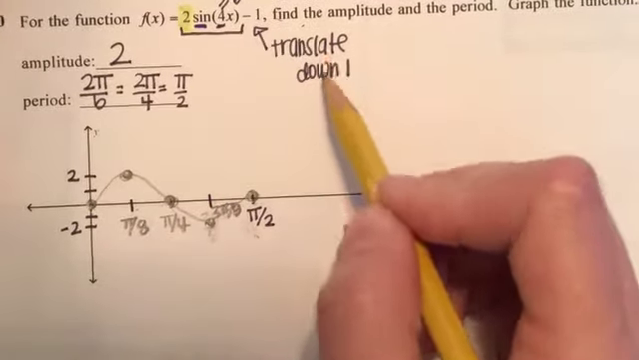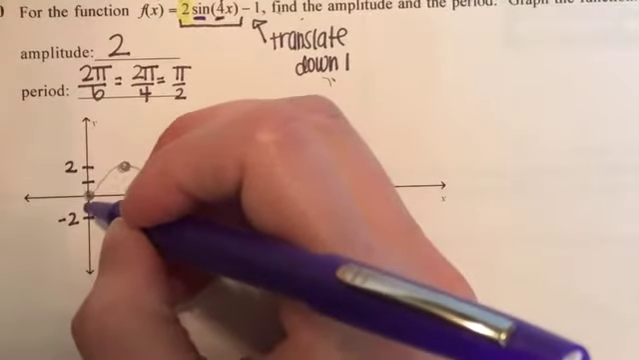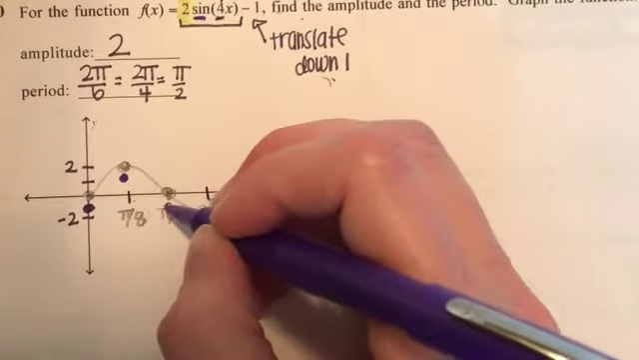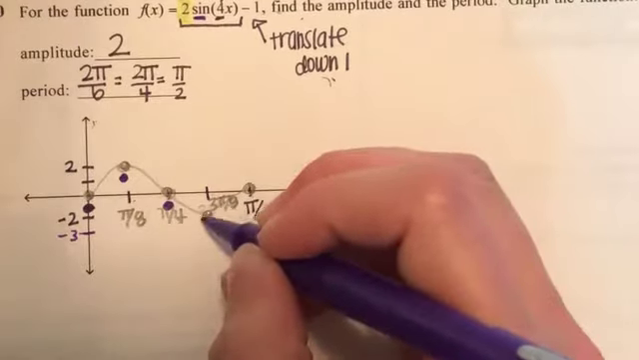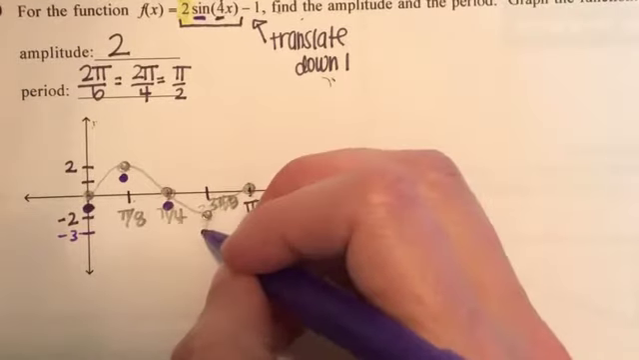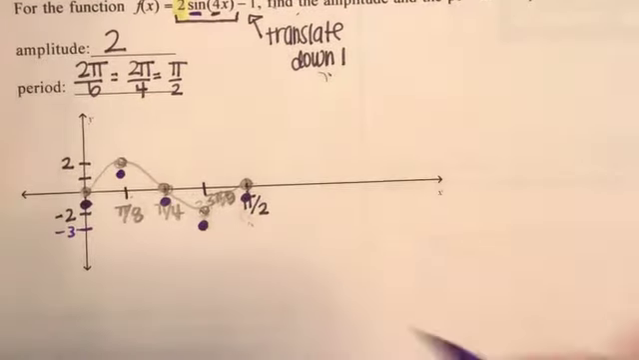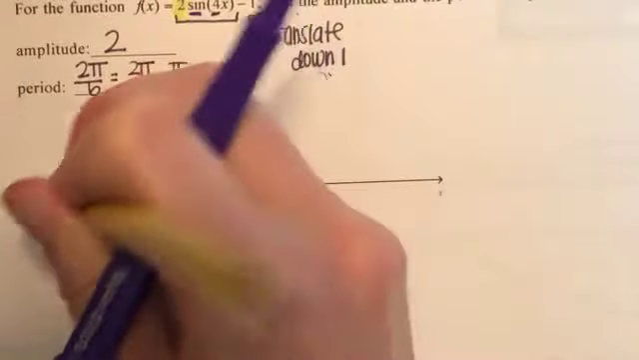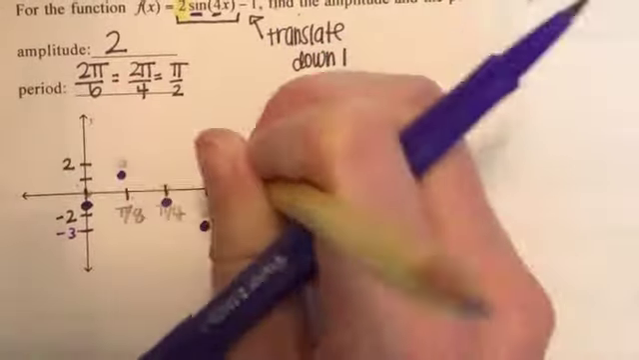We do have to take all of those points and translate them down 1. So I take this, it goes down 1. This goes from 2 to 1, down 1, and then this is going to go down to negative 3, and this goes down 1 to 1. So what I would do now is go back and erase what I had up here in pencil, because that is not my answer. That just helped me get to my answer.